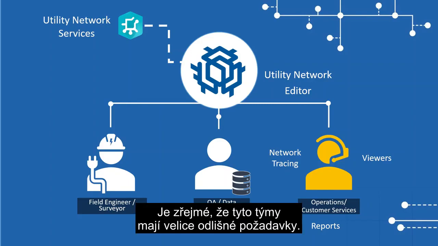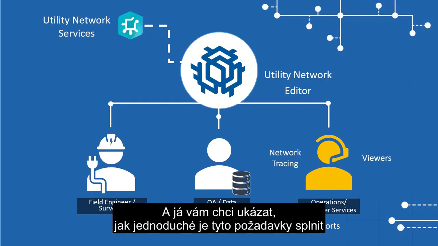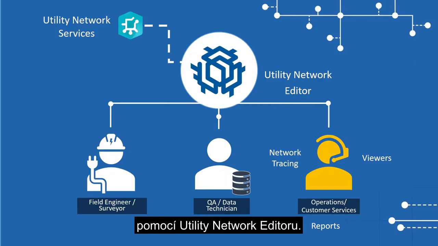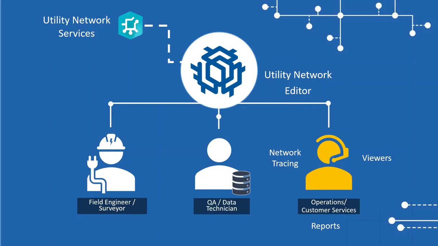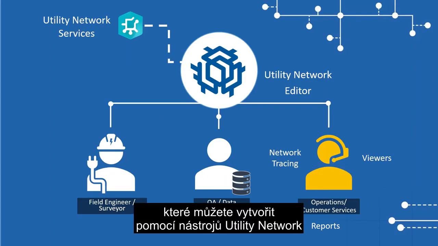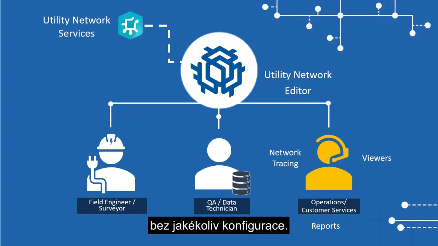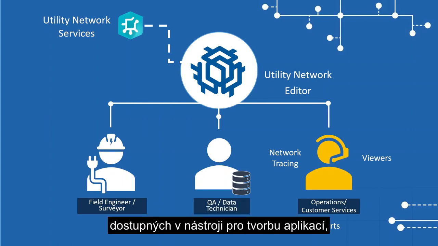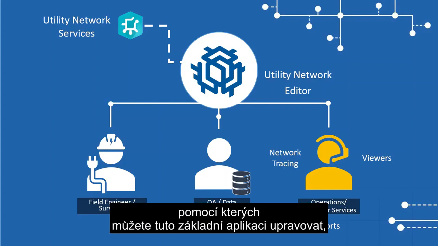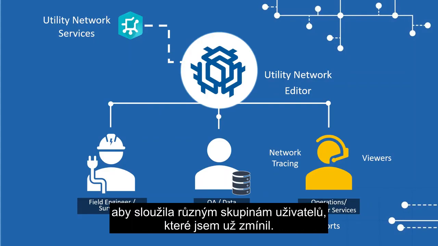As you can hear, all of these teams have very different requirements. And what I hope to do is to show you how simple it is to meet these requirements with the Utility Network Editor. I will start off by showing you the process to create a base application. This is the out-of-the-box application which you can create using your portal's utility network service without any configuration. We will then look at some of the many configuration options which are available within the application builder to start tailoring that starting application towards the different user groups that I've mentioned here.